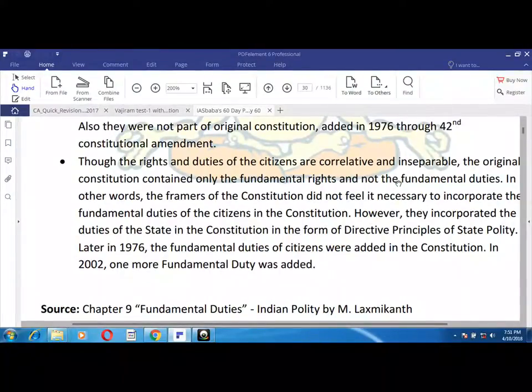Though the rights and duties of citizens are correlative and inseparable, the original constitution contained only the fundamental rights and not the fundamental duties. The framers of the constitution did not feel it necessary to incorporate the fundamental duties of the citizens in the constitution. However, they incorporated the duties of the state in the constitution in the form of directive principles of state policy. Later, in 1976, the fundamental duties of citizens were added in the constitution, and one more in 2002.